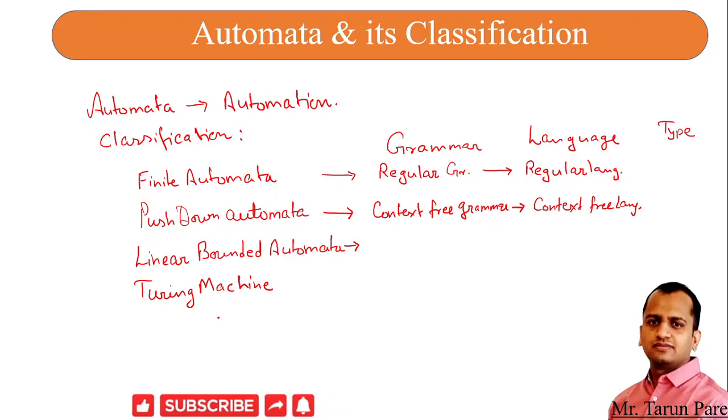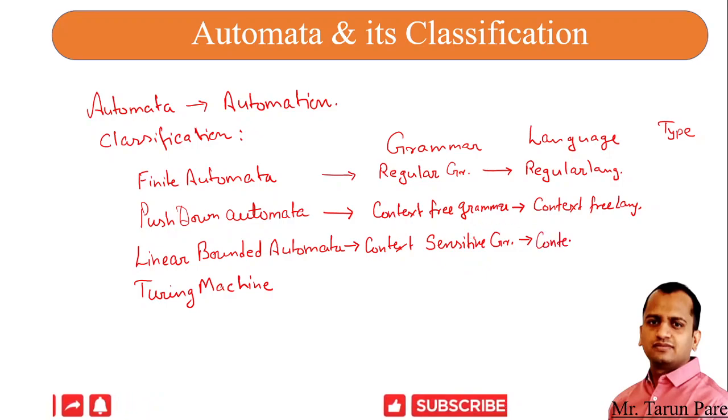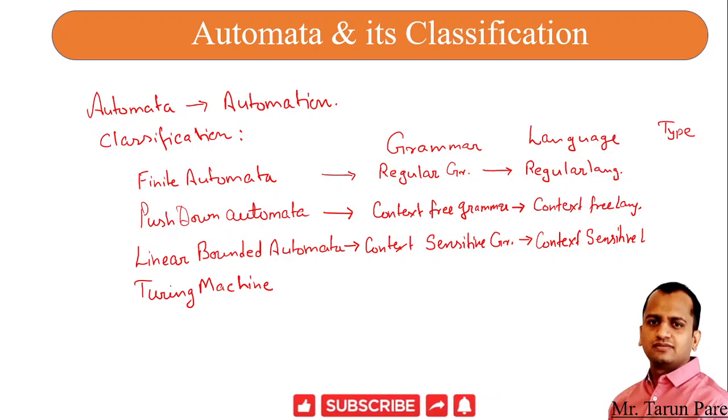Now, what kind of grammar will be supported by linear bounded automata? Linear bounded automata will support context sensitive grammar. Then what kind of language will be supported? The language supported by context sensitive grammar will be context sensitive language.